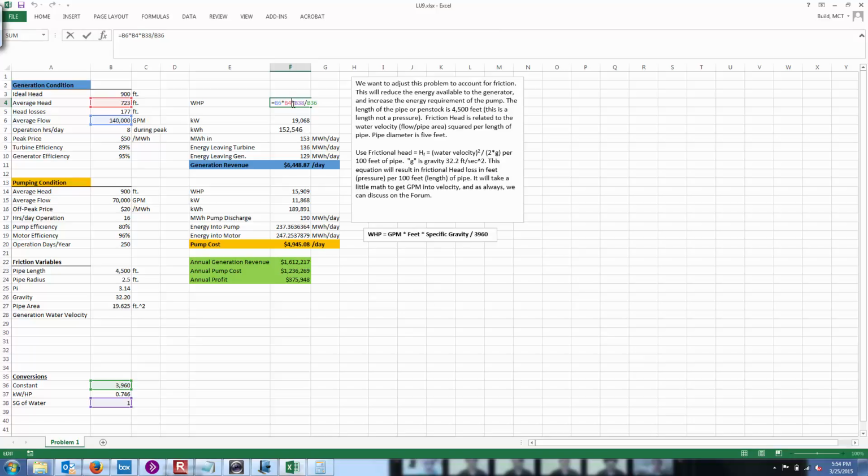So that should give you a new WHP, I think, if I'm doing that right. I can't remember where that is in the system. Is it in the right place? Generation, water horsepower. It's going down. It just has less of a head, so I think that seems right.